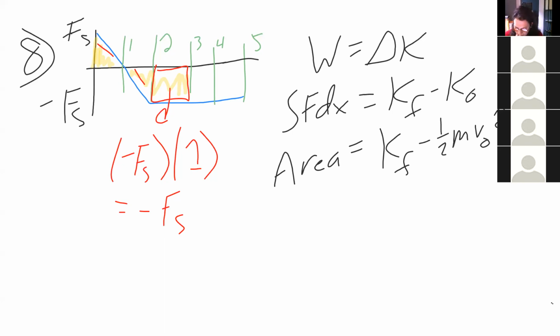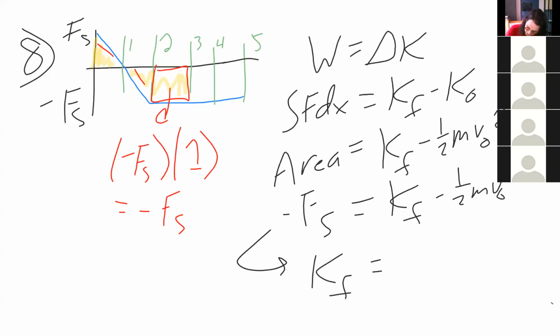Okay, so we have our work is related to this area, and we found this area to be negative f sub s. And we know this is related to k final minus 1/2 mv initial squared. Ultimately, for part A, we just want to solve for k final. So we know that k final will be equal to adding over the 1/2 mv initial term to both sides, 1/2 mv initial squared minus f sub s. This is for part A.